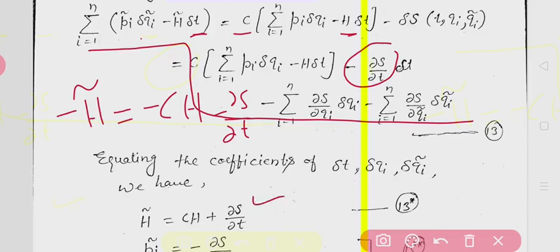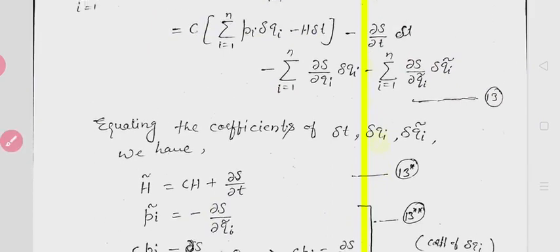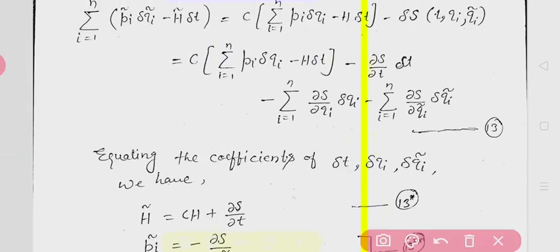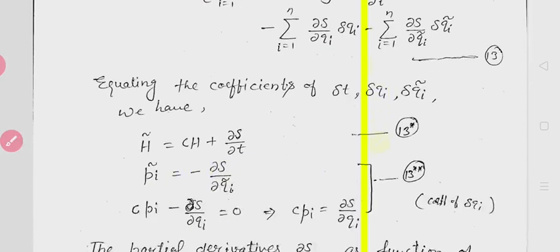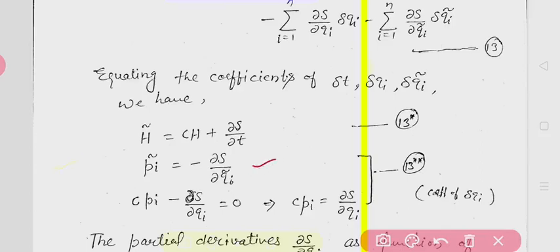Now if you compare the coefficients of δq̃i, that coefficient is p̃i on the left hand side, and on the right hand side this is minus ∂S/∂q̃i, right? So I have written over there p̃i equals minus ∂S/∂q̃i. Now if we compare the coefficients of δqi on both sides, the δqi coefficient will be c into pi plus ∂S/∂qi... but on the left hand side there is no δqi term, so that will be 0. So I will write cpi minus ∂S/∂qi equals 0, right? In this way you get these two equations.